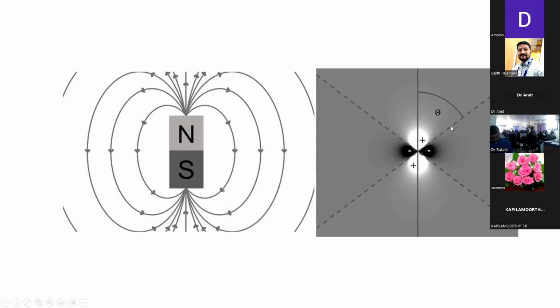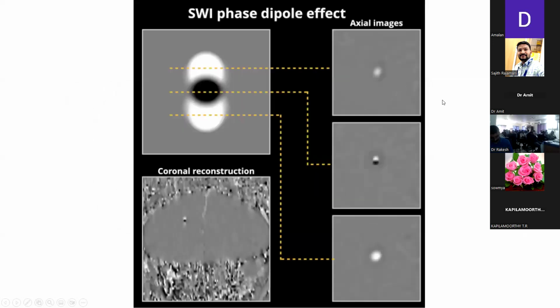So along these dashed lines, this is actually 0. And we can see that there are lobes of positive and negative field strength, which appear hyper and hypointense in this graphical representation. We can simply call this a dipole. And this is just an example of how the dipole manifests in the filtered phase image of the SWI coronal reformat. Our intention is to remove the dipole effect so that we can quantitatively estimate the susceptibility variation.